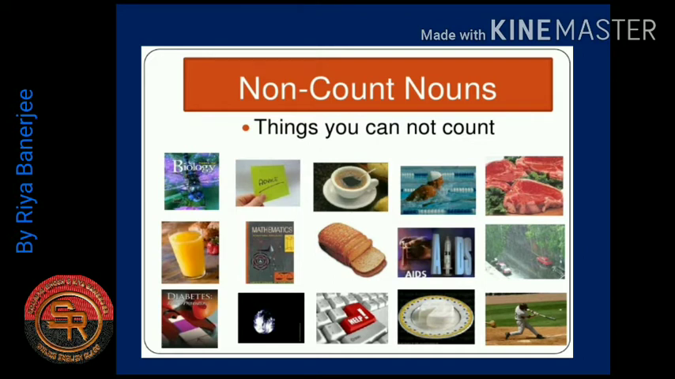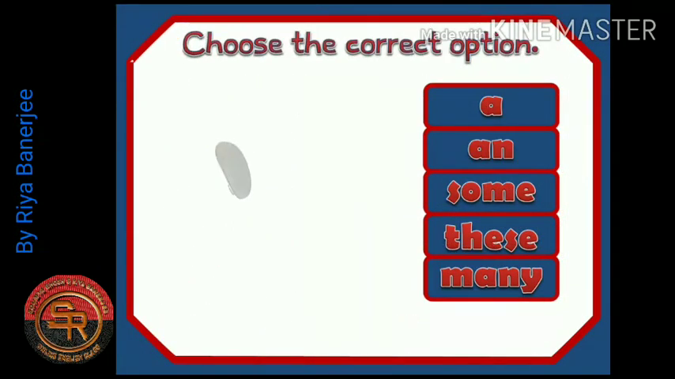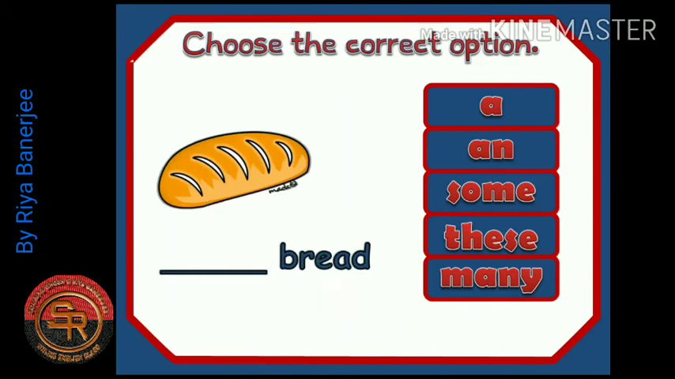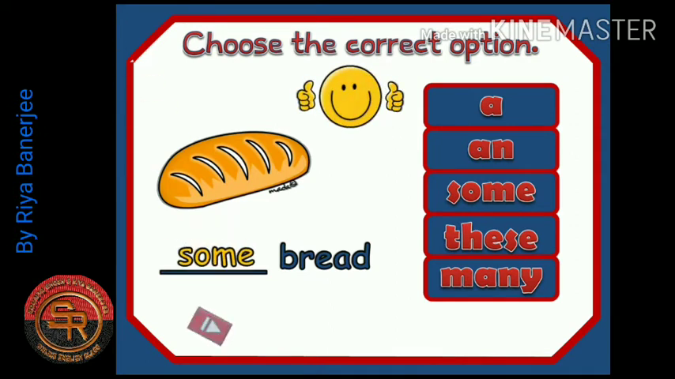Let's look at the exercise now. Choose the correct option. Dash bread: a bread, some bread, these bread, many breads. Yes, this is some bread. Why is it some bread? Because you can make a loaf of it and many loaves of it. So, some bread. Give me some bread. Give me a bread? No, it's not correct.